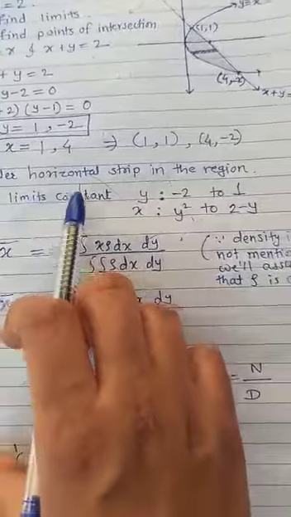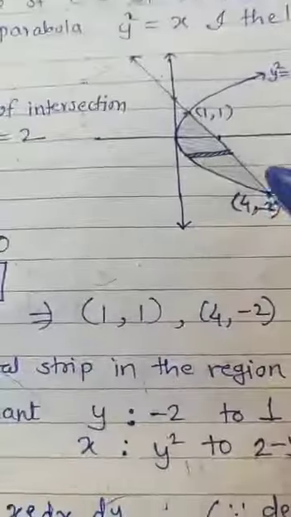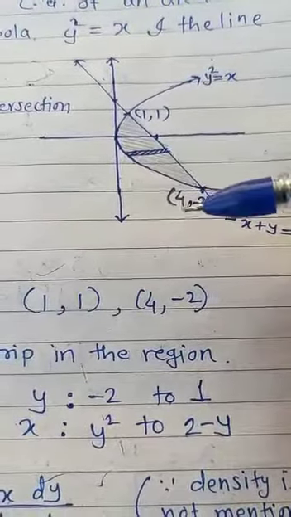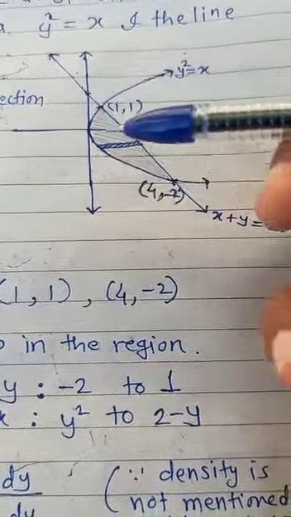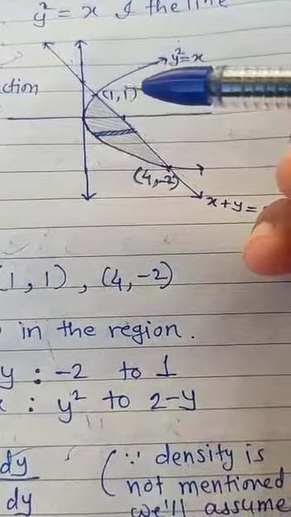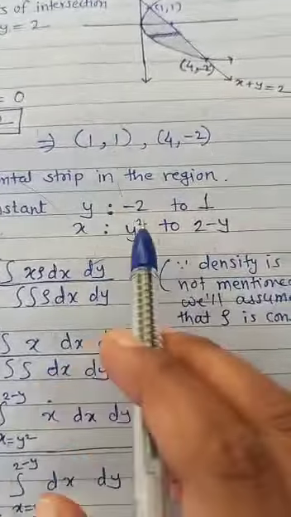Now consider a horizontal strip in this region. Since this is an area, we are going to find the limits. Therefore consider the horizontal strip moving from bottom to top. At the bottom the y limit is minus 2 and at the top the y limit is 1. So these are the limits for y.